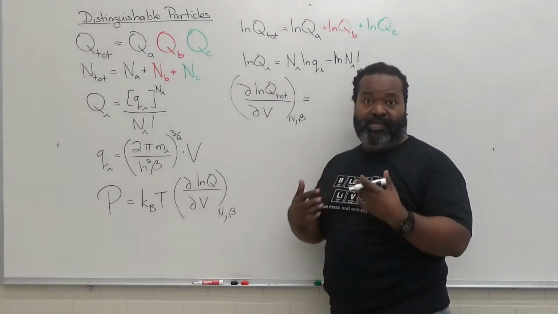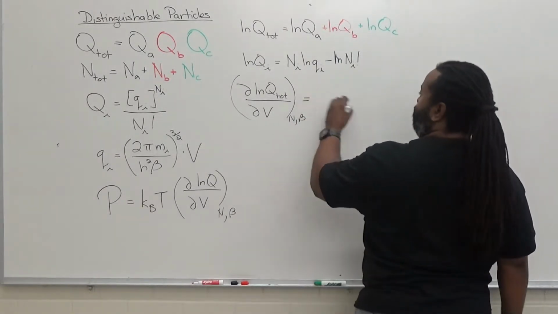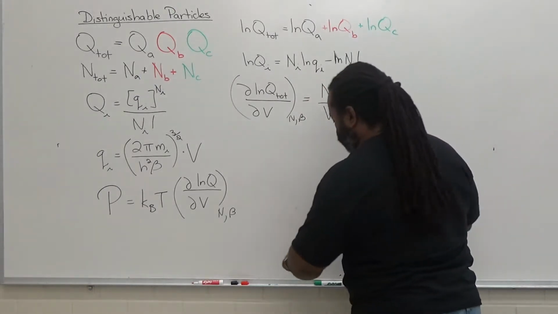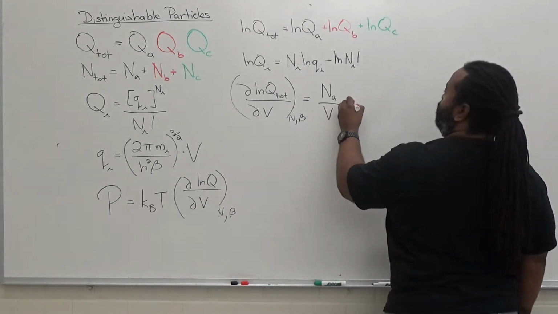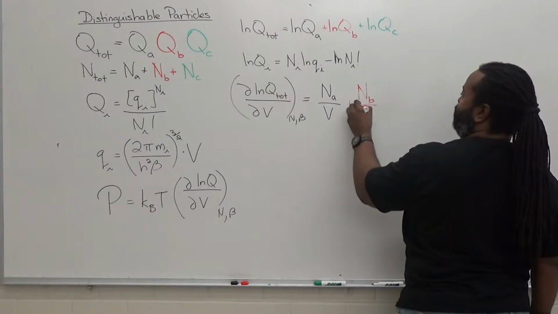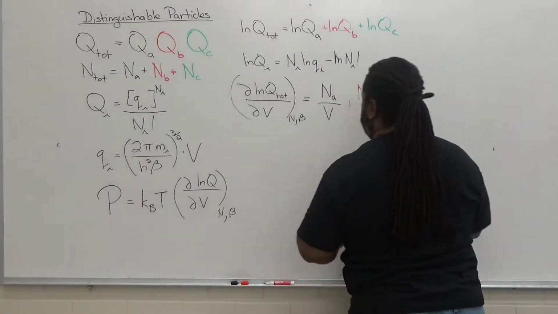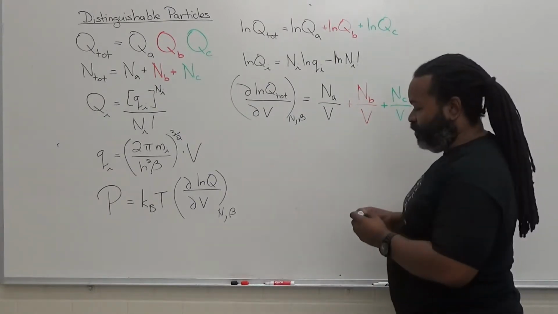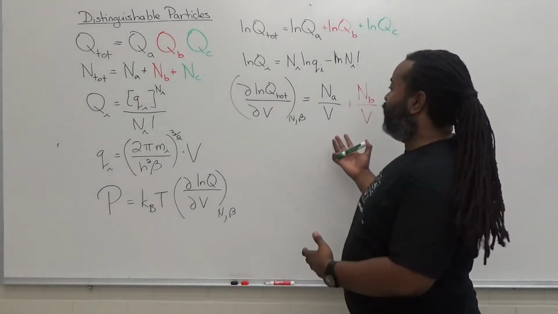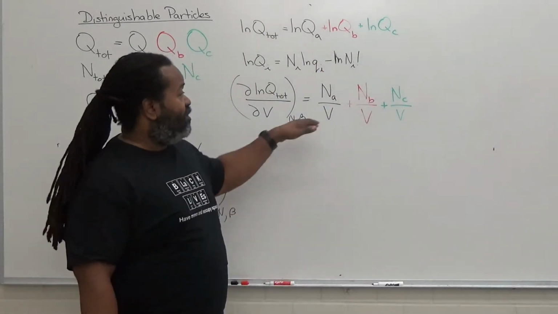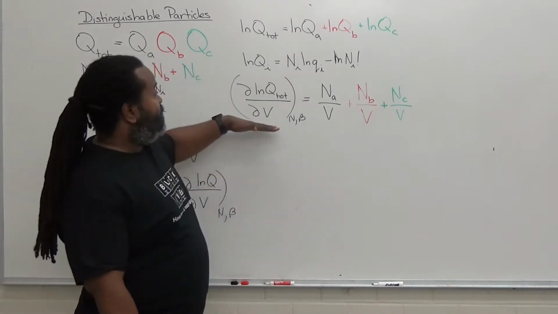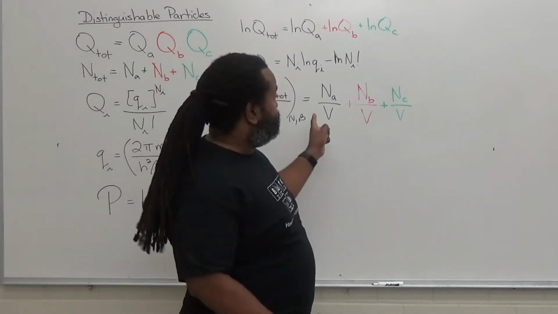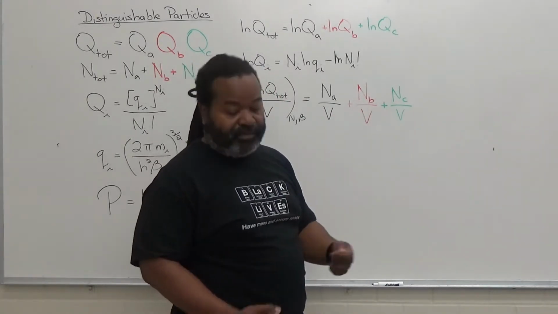We'll have a sum in three parts. So we're going to have the number of particle type A divided by volume plus the number of particle type B divided by volume and the number of particle type C divided by volume. Now, since all of these particles are occupying the same space, these volume terms are all going to be identical because we have the partial of ln q with respect to volume. In order to get the pressure, we just need to multiply this answer by kT.